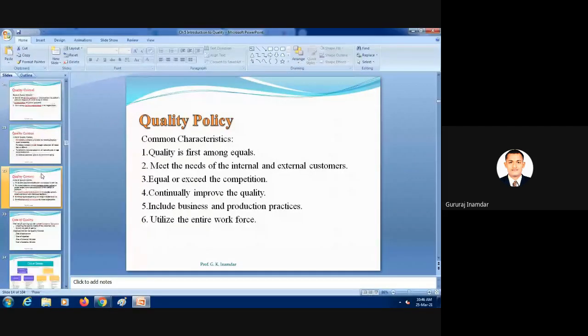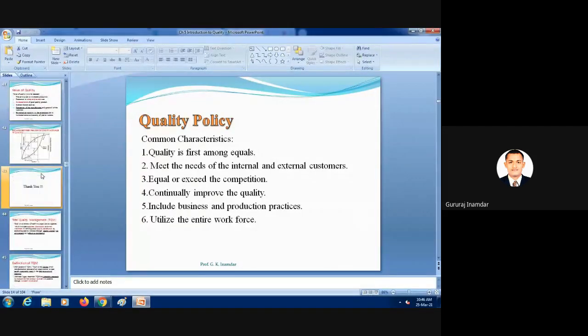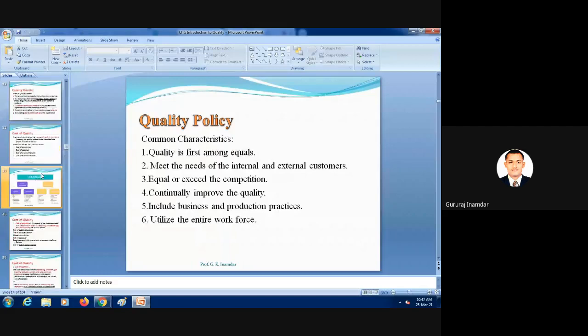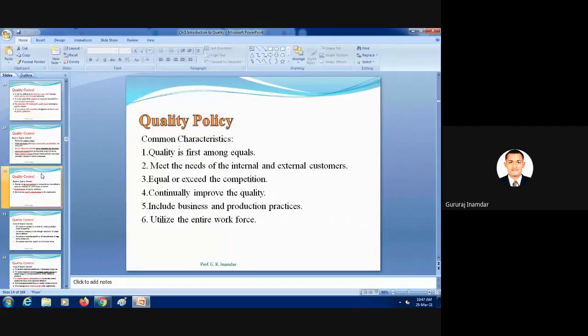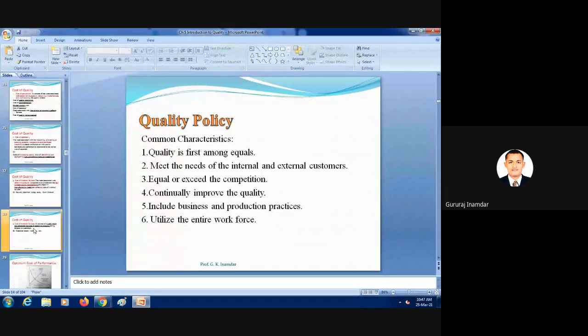So I think only 4.2 lectures are maybe required for completing the chapter. So Monday, Tuesday we will finish the chapter and we will start the 7th chapter, total quality control. This is also again a very interesting chapter. Quality is very important.